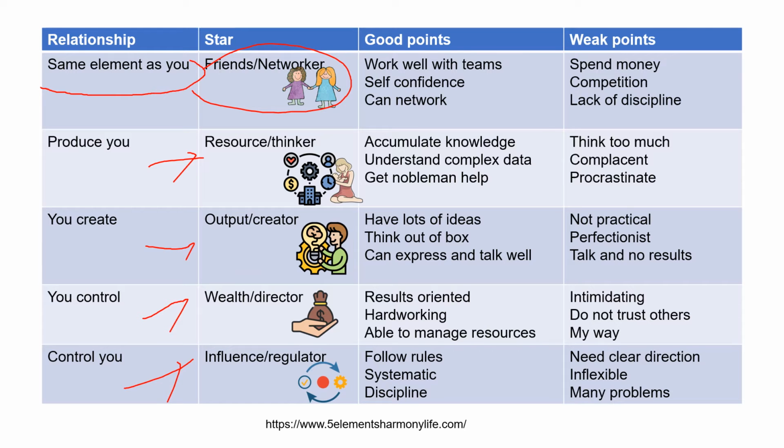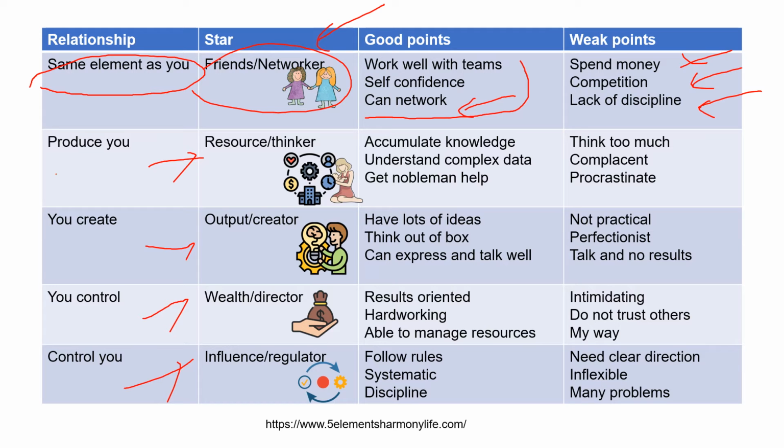If you have a lot of the same elements in the chart, it means that you will have a lot of friends, or you're a good networker. Your good points are that you work well with teams, have self-confidence, and can network. The weak points will be that you spend money. There will be competition as well because they are the same kind as you, they will control the same elements as you, and lack of discipline.